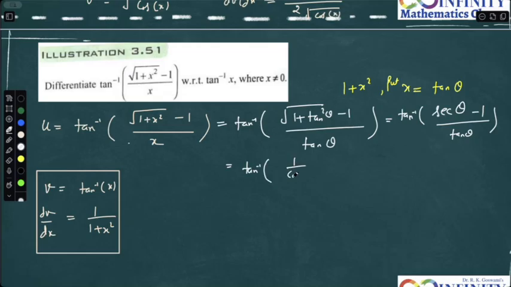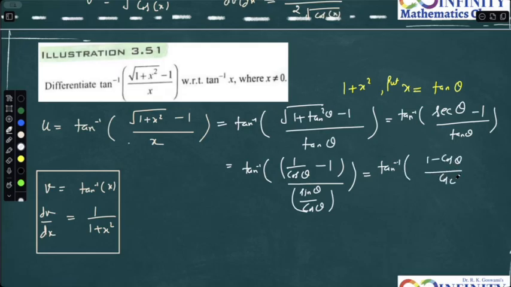This is going to be 1 over cos theta minus 1 divided by sine theta over cos theta. So it is going to be tan inverse of 1 minus cos theta multiplied by cos theta over sine theta. Do you agree?